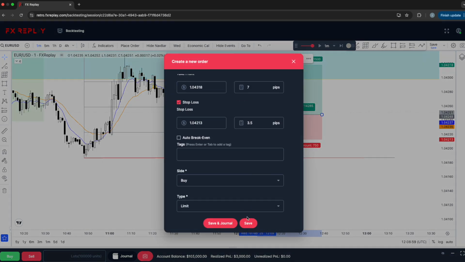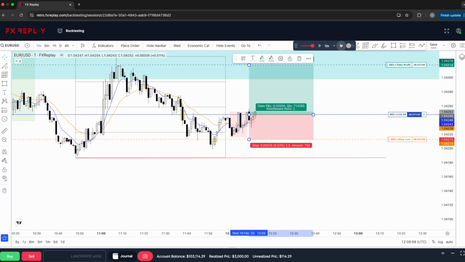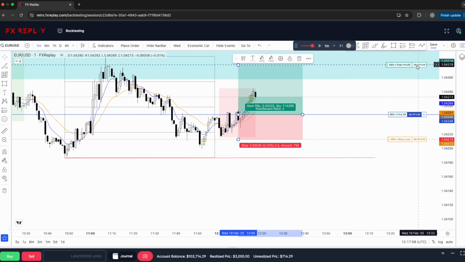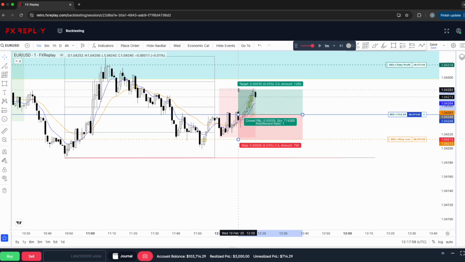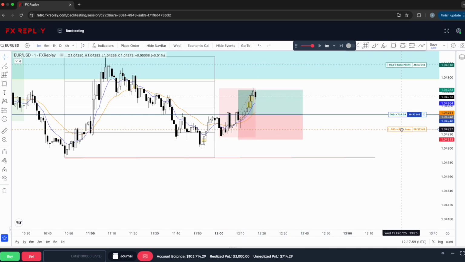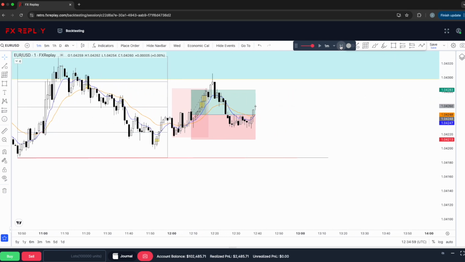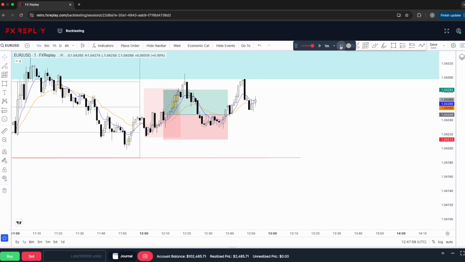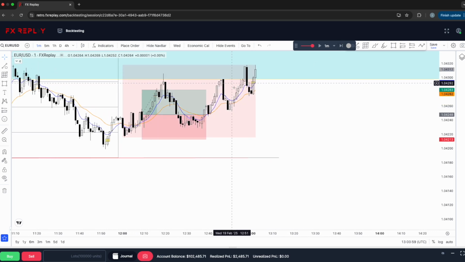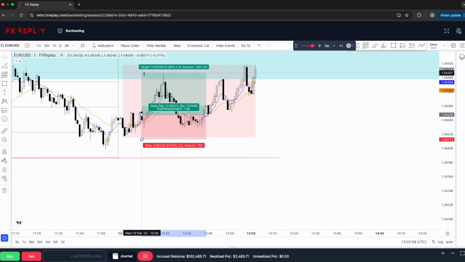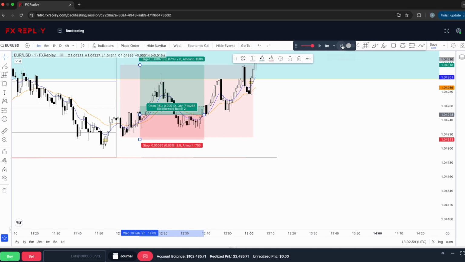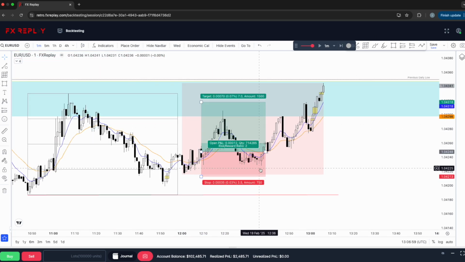Place order. Got triggered. Now I don't know if this is a 1 to 1. Yeah, reduce risk to that, and then continue to play. Okay, that was a very unfortunate one because it did tend to hit my stop. Oh, let's just do that. Okay, now it has fully hit TP.